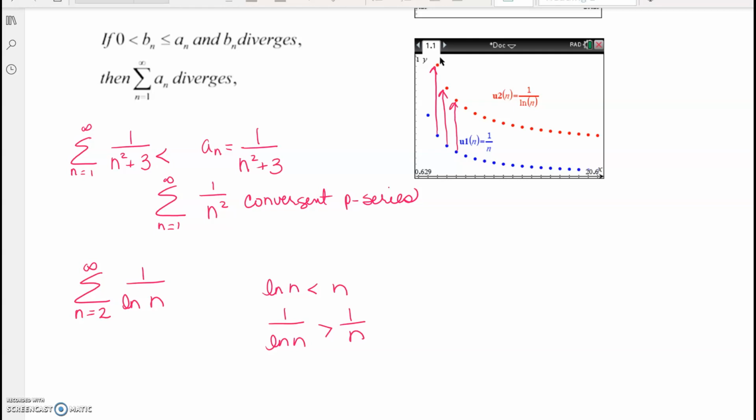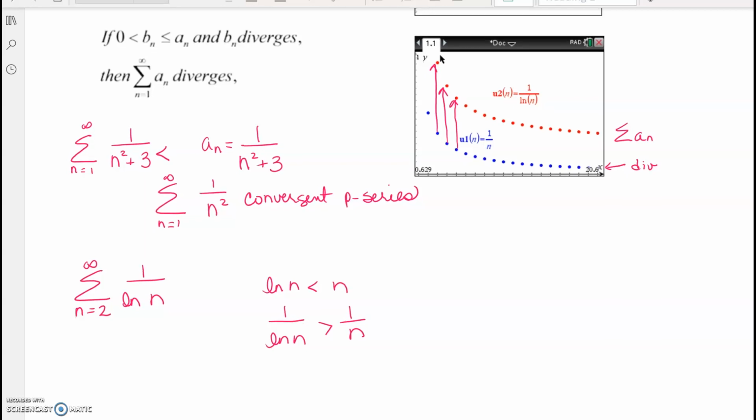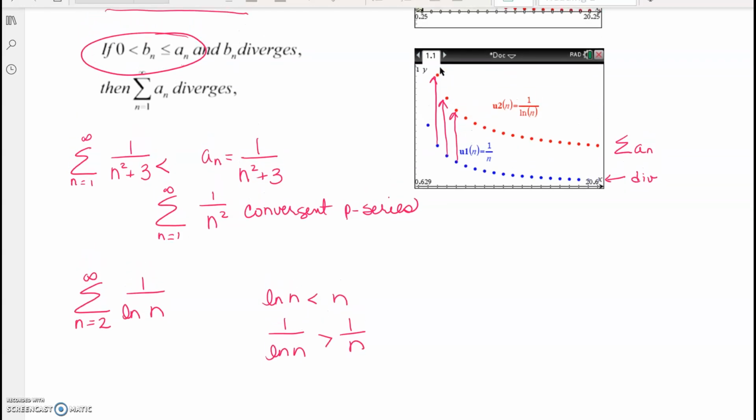So if you have a known divergent, then your series a sub n is greater than a known divergent. And that's what we're saying here, that if you have 0 and then b sub n, which is your known, that's our 1 over n, and then a sub n is our 1 over ln n. And if it's riding above a known divergent, then it diverges as well. So pretty simple. Here's the deal, though. It's got to be perfect.